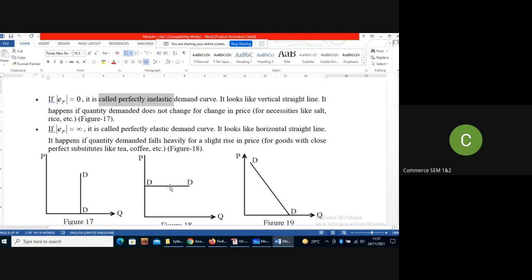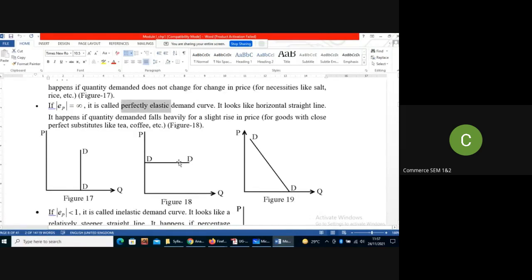Similarly, for this one, there is no change in price, whatever be the change in demand. So the denominator, percentage change in price, is equal to 0, and the elasticity will be equal to infinity at any point on the demand curve. We call this a perfectly elastic demand curve. It will be a horizontal straight line.